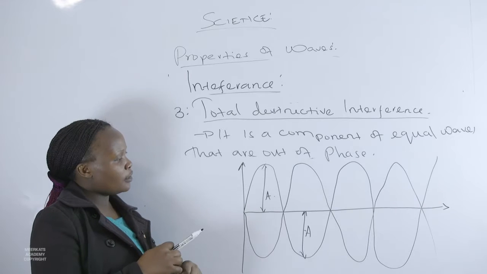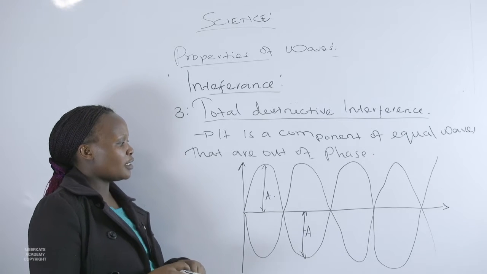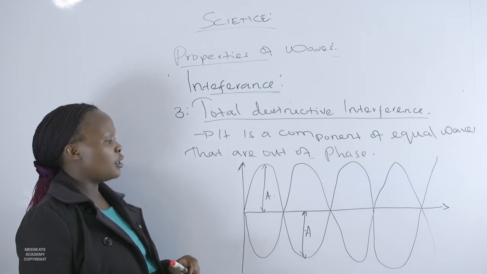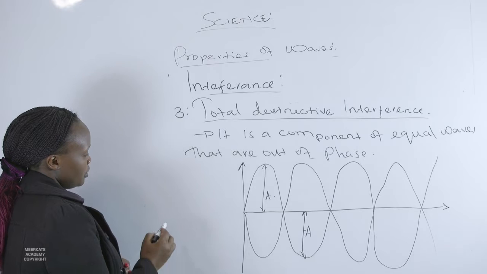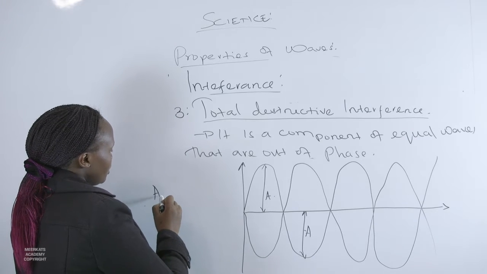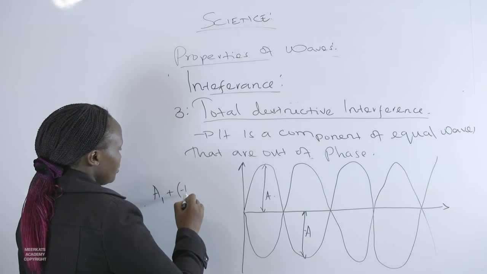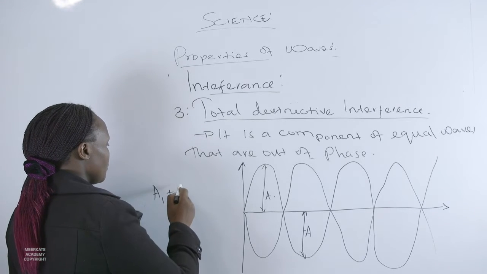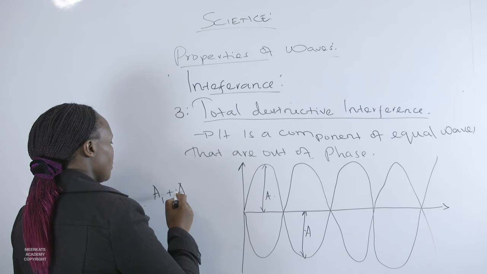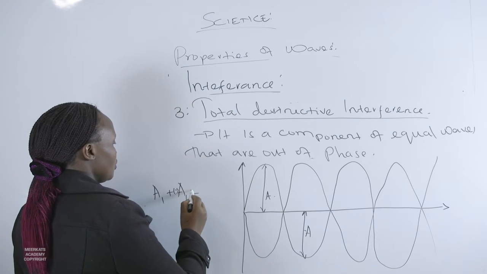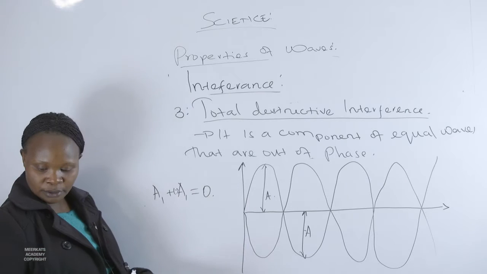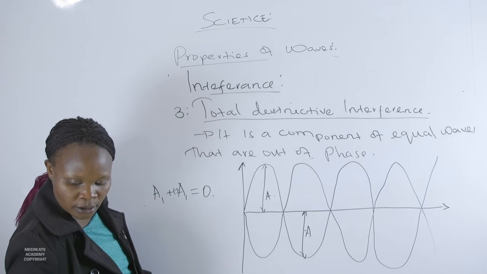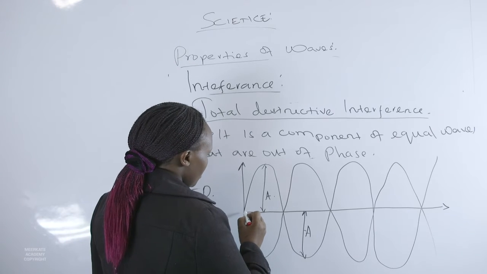Now again we said that the amplitude of the resultant wave is actually the vector sum of individual amplitudes. Therefore, our resultant wave is going to have an amplitude equal to this, which will give us 0. And that way, we will have no wave at all.